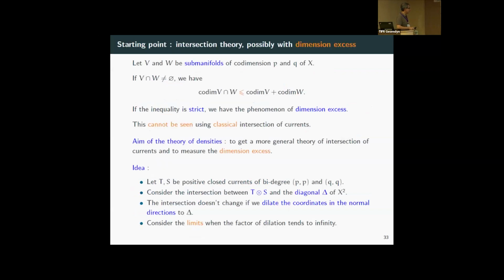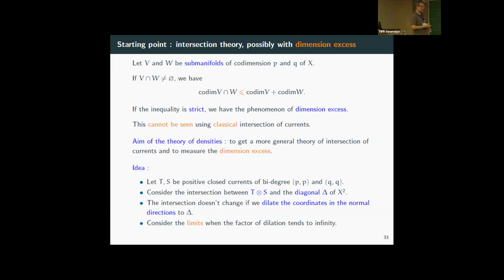Another technique that we use is the density of currents. The starting point here is that we want to study the intersection, possibly with excess dimension. This wasn't done before. People always try to avoid this situation in pluripotential theory, except in the Lelong number theory. So what is the point here? We assume that we might have excess dimension in the intersection of varieties.